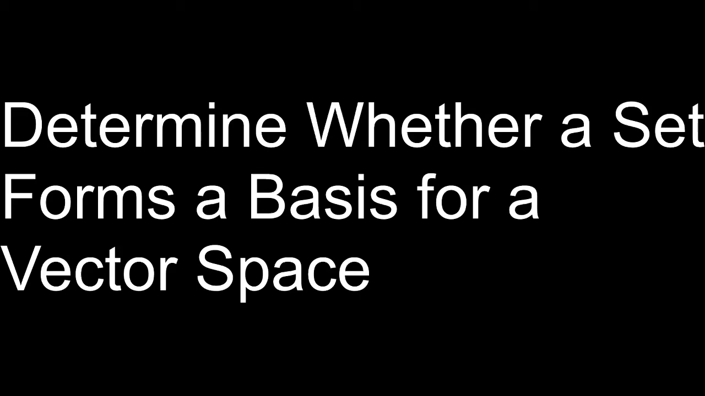Hello everyone, welcome to this video on determining whether a set forms a basis for a vector space. In this video, I'm going to start off by defining something that I've defined in videos past. What does it mean for a set of vectors from a vector space to be a basis for that vector space?